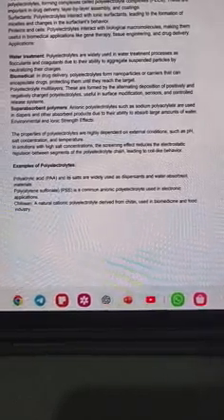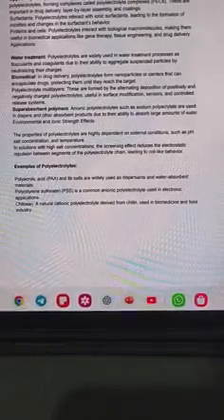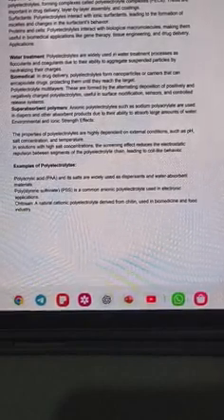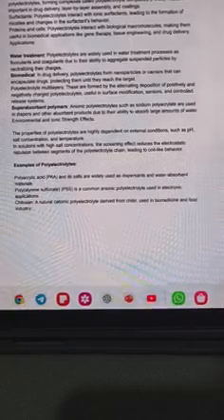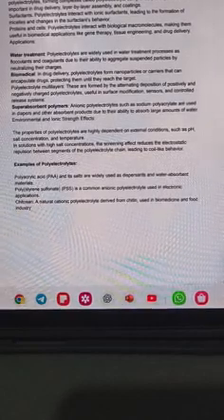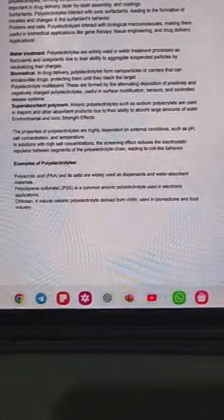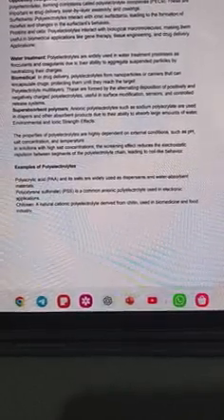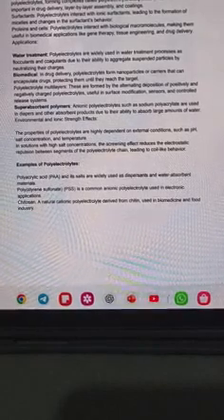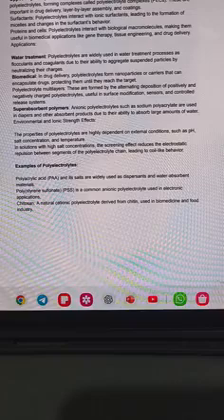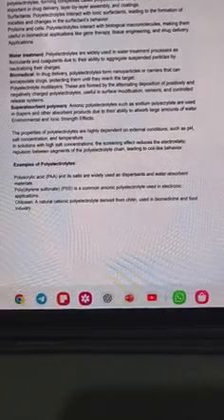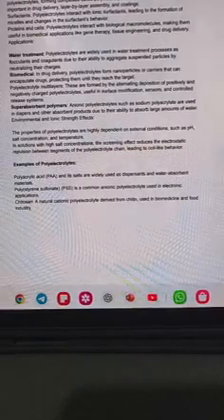Some examples of polyelectrolytes are polyacrylic acid and its salts, which are widely used as dispersants and in water absorption materials. Polystyrene sulfonate (PSS) is a common anionic polyelectrolyte used in electronic applications. And another one is chitosan, a natural cationic polyelectrolyte derived from chitin, used in the biomedical and food industry.